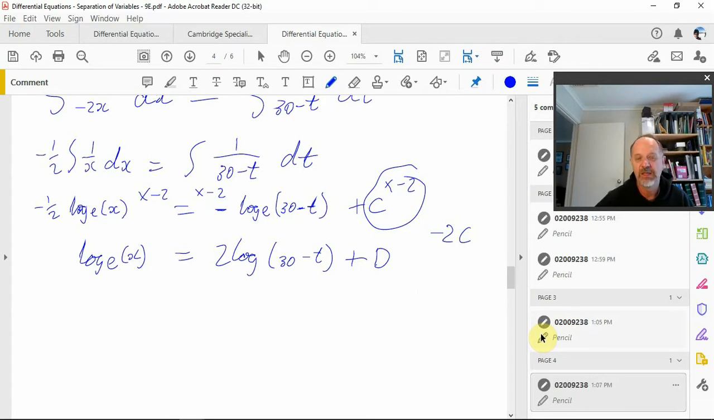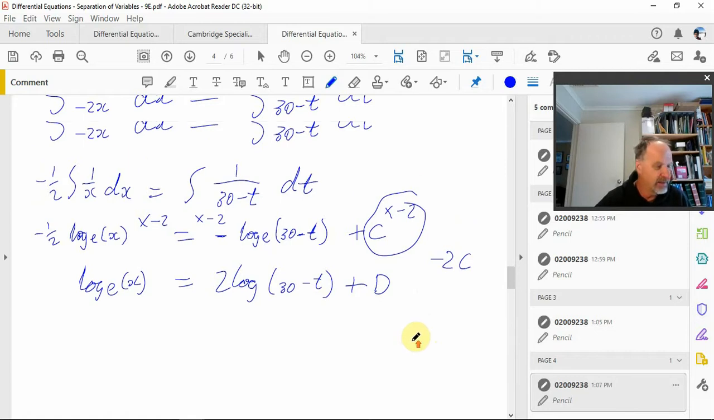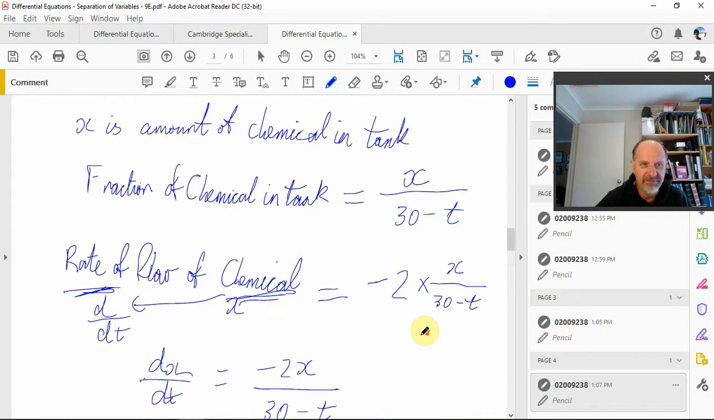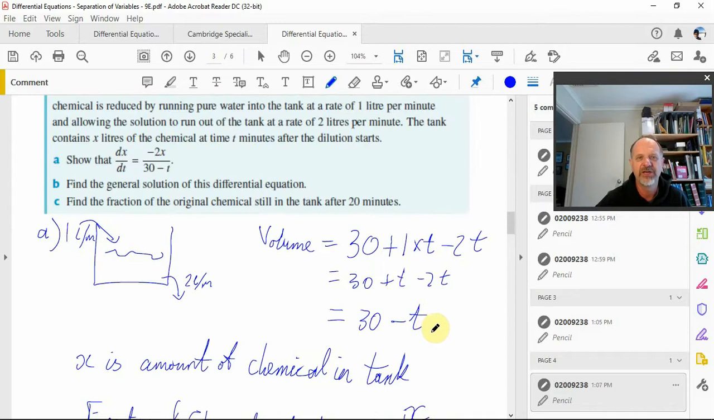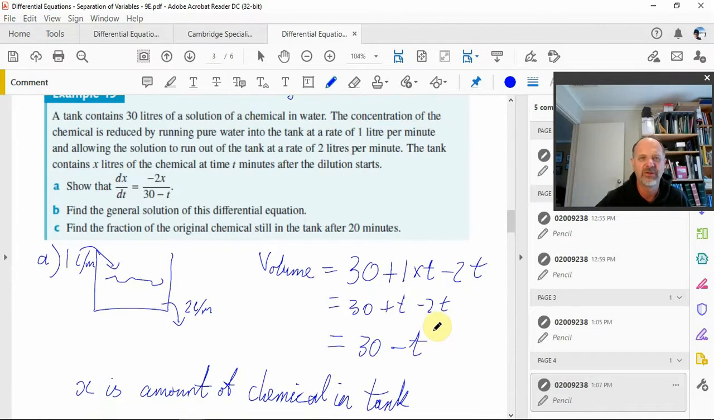All right, so what have we got to look at? Is that it? Is that what I'm after? Let's go here. Find the general solution of this differential equation. All right.